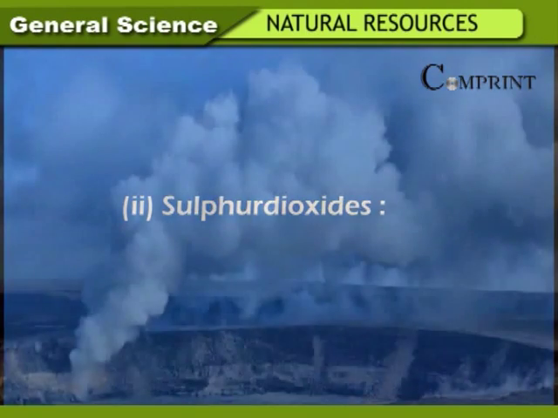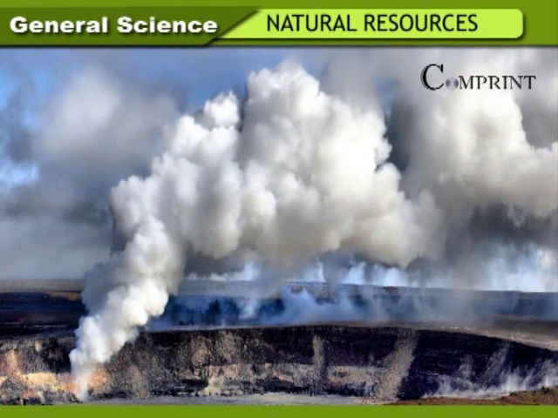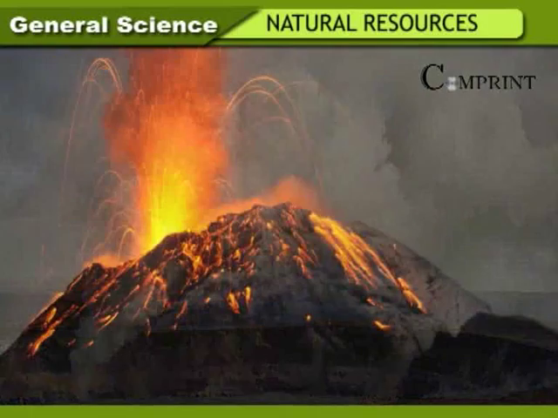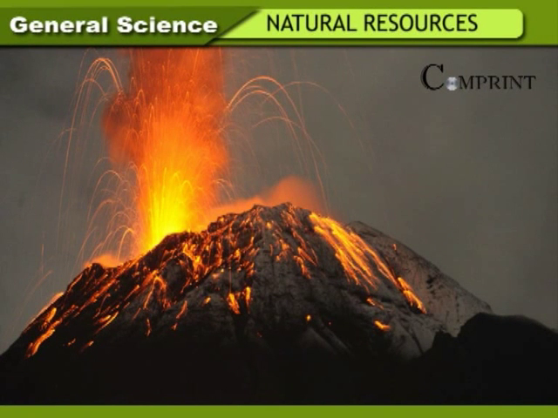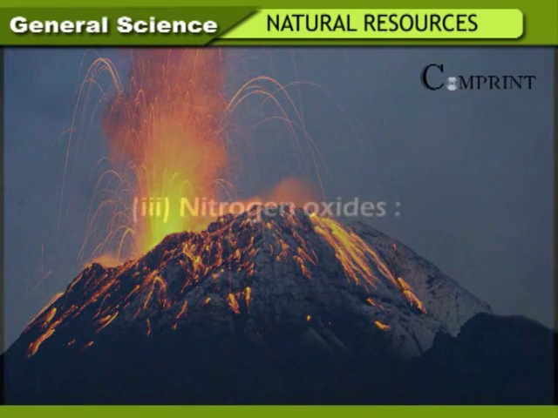Sulfur dioxide. Fossil fuels contain sulfur. On combustion, they form sulfur dioxide, causing acid rains. Sulfur dioxide and sulfur trioxide are released when volcanoes erupt, when fuels like petroleum, diesel, and kerosene burn, and when ores containing sulfur are burnt in metallurgy.